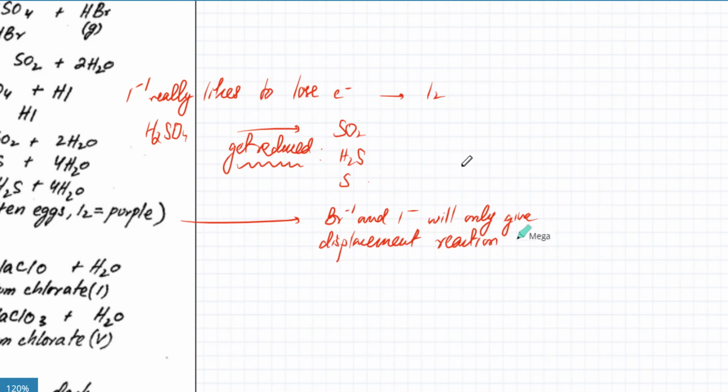With phosphoric acid, with H3PO4, they're going to give only a displacement reaction. And the reason for that is that H3PO4 is not an oxidizing agent. So if I-1 and Br-1 like to lose electrons, but the other one is not gaining electrons, they won't be able to lose electrons. So it's not an oxidizing agent.